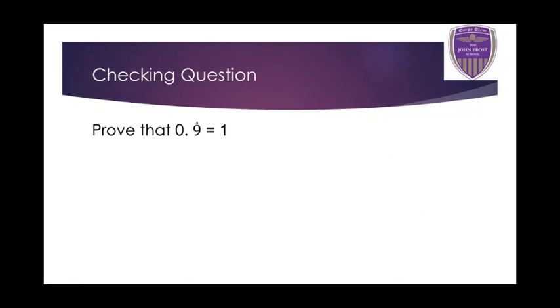So for the final check-in question, I want you to prove to me that 0.9 recurring is equal to 1. Okay, so think about the method that we used in the examples. Try and prove that 0.9 recurring is equal to 1. Okay, so pause the video and have a go. Best of luck.